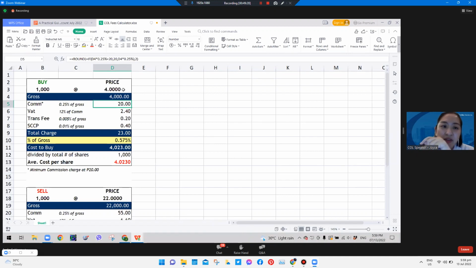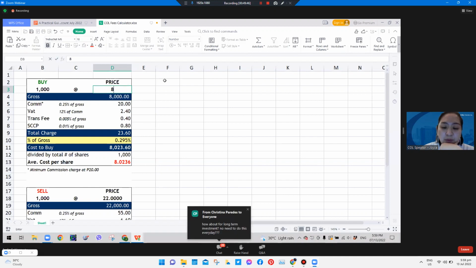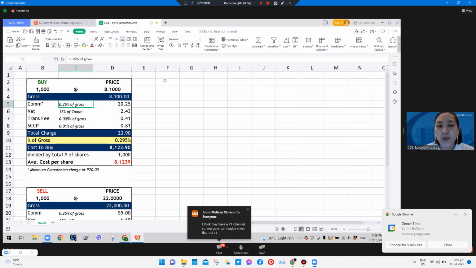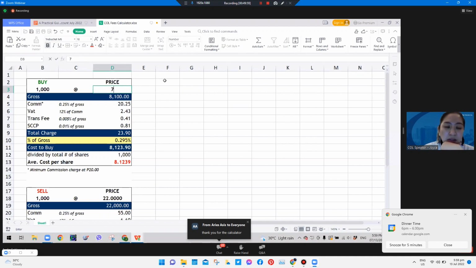Now, why is there an 8,000 rule? It is because if you want to maximize the 20 pesos, try to purchase something at 8,000 so that the commission fee is exactly 0.25%, or 20 pesos, of 8,000. So for example, if you buy something at 8,010, that's the only time the commission fee starts to increase because you're already hitting the 0.25%. But anything less than 8,000, the commission fee remains at 20 pesos because that's the minimum.